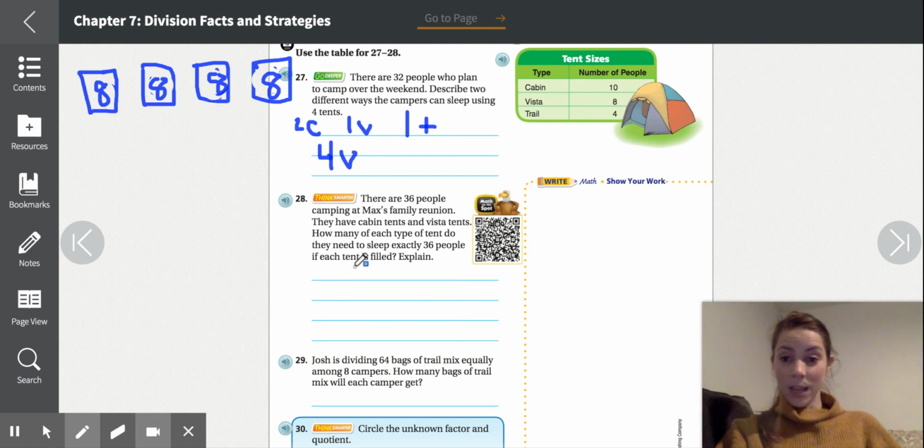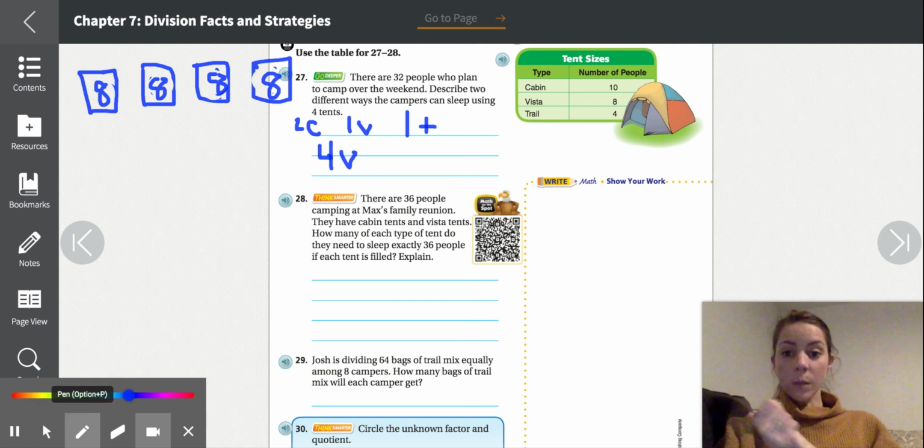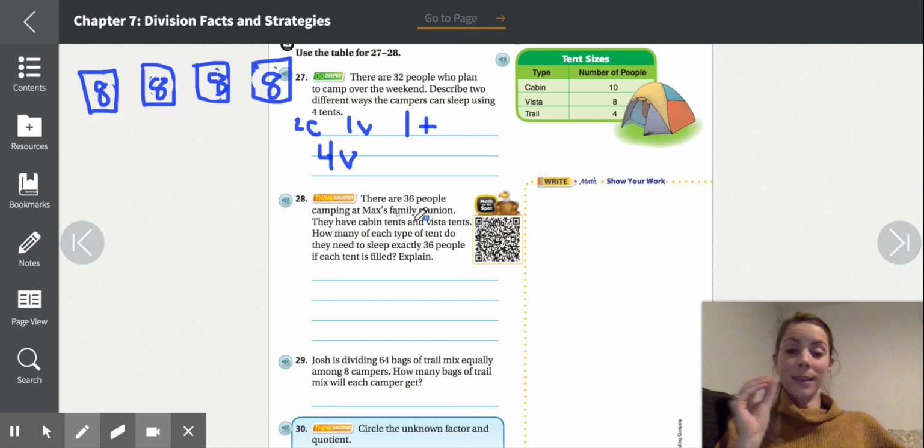Okay, let's do number 28 now. That one was fun. I like that one. There are 36 people camping at Max's family reunion. Okay, so their total is 36. They have cabin tents and Vista tents. How many of each type of tent do they need to sleep exactly 36 people?